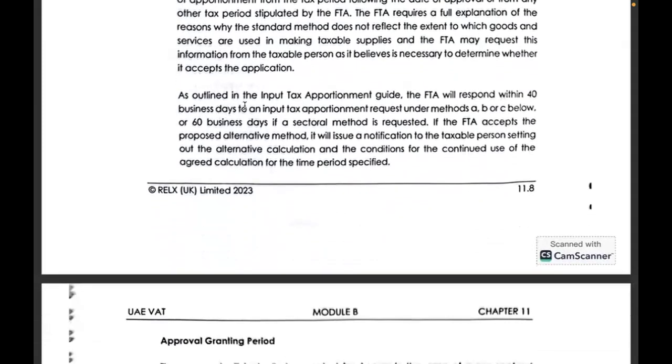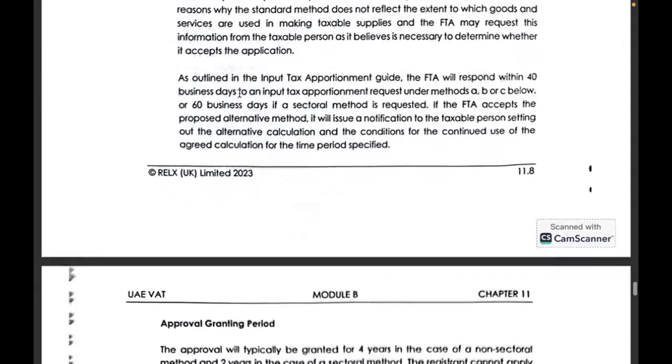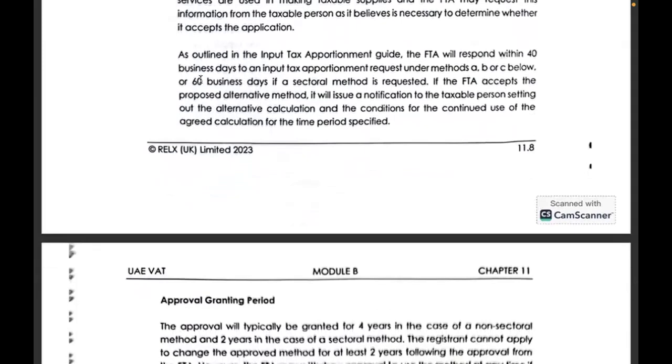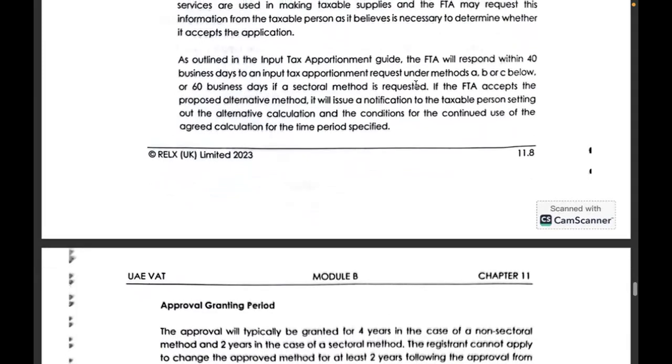As outlined in the input tax apportionment guide, the FTA will respond within 40 business days to an input tax apportionment request under the method A, B, or C below. So we have different methods. Or 60 business days if a sectoral method is requested. So for sectoral method, slightly longer time.